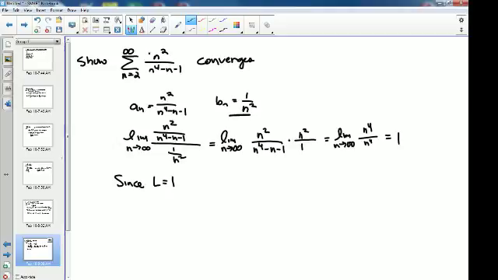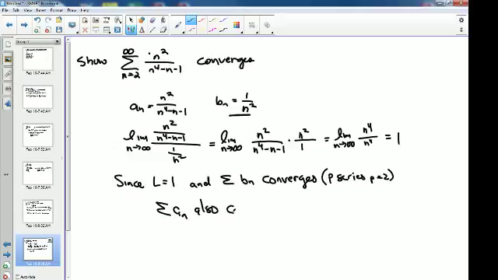Okay, so since L equals 1 and the series of b sub n converges, that's the p series, p equal to 2, the series a sub n, which we have defined here, also converges.